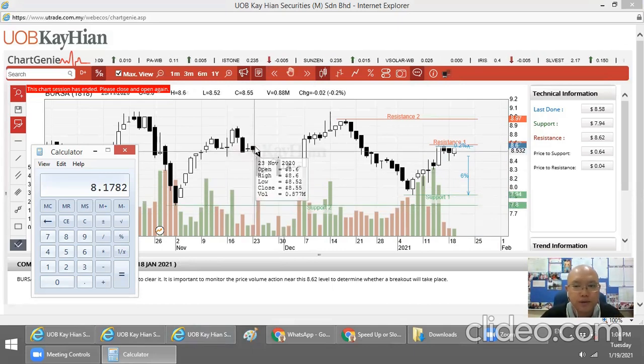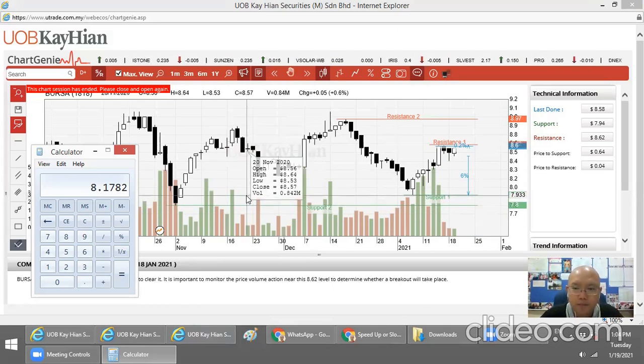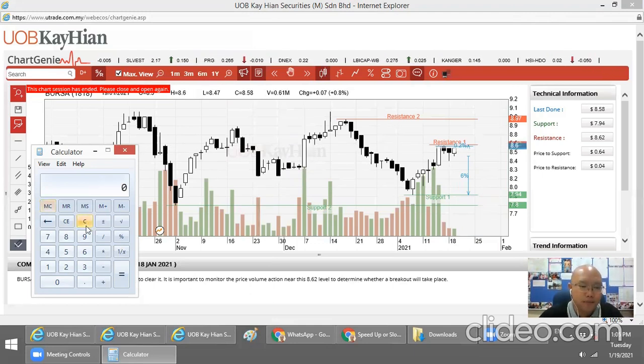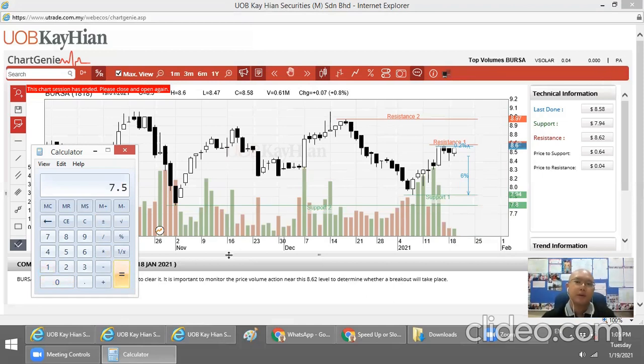So the first thing I need to know is the resistance. If I enter at 8 ringgit and it goes up to 860 something, let's put it into an example. I want to sell it at 860. How much profit can I make? 860 minus 8 ringgit, I have 60 cents of profit. So let's divide it: 60 cents divided by the cost price of 8 ringgit, times 100. So I'm probably making about 7.5% from my investment of 8 ringgit. It's quite a good return if you want to trade this way.